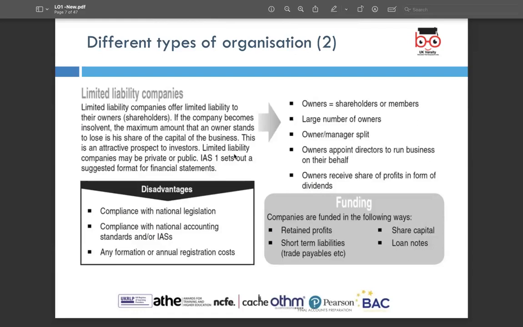Despite the benefits, establishing and maintaining a limited liability company involves costs such as formation fees and ongoing compliance expenses. Owners, known as shareholders or members, elect directors to manage business operations on their behalf.